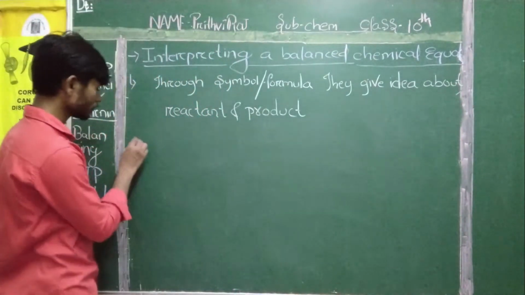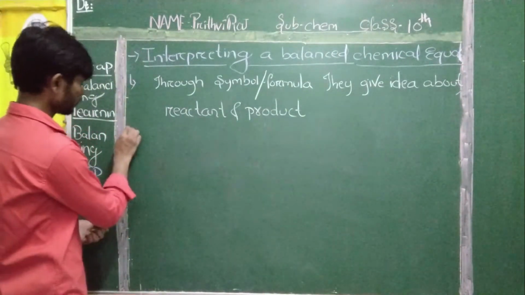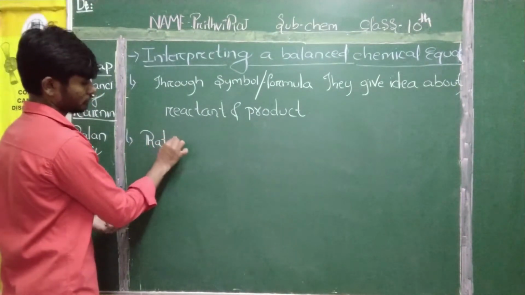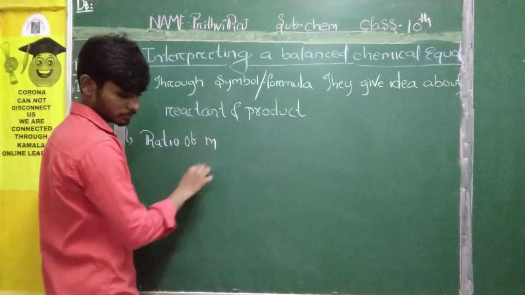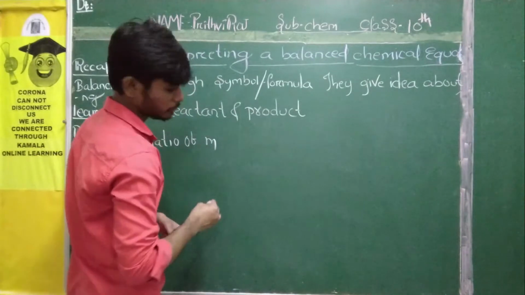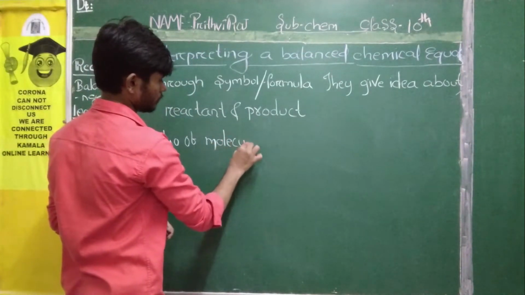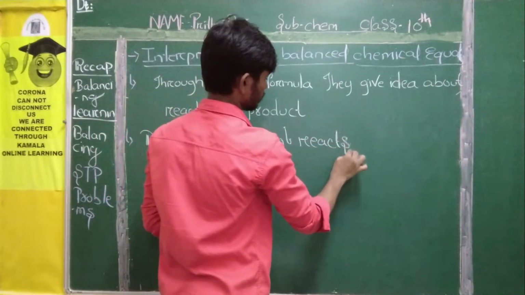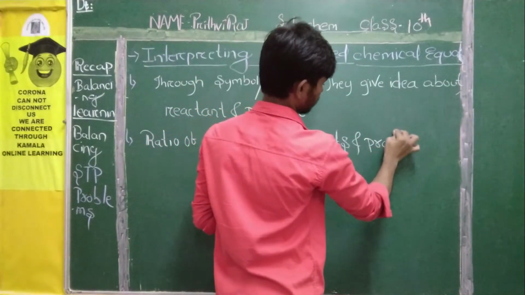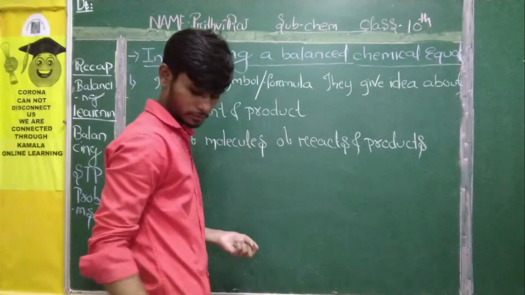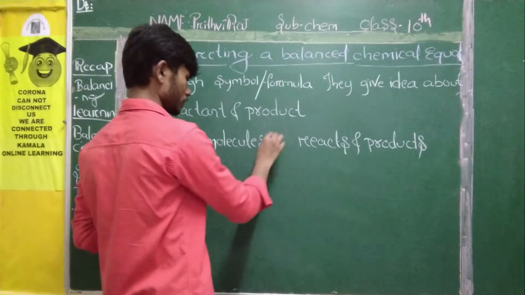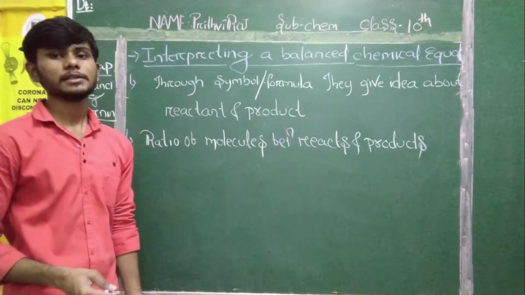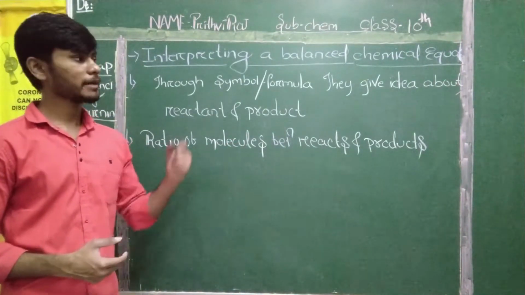It is giving us the ratio of molecules of reactants and products. The ratio of molecules between reactants and products is given by a chemical equation as well.